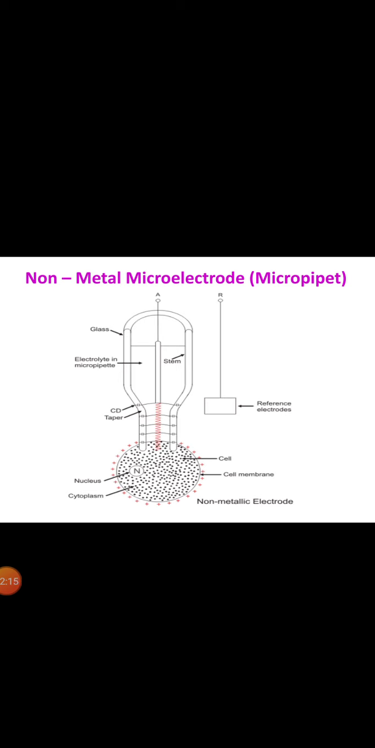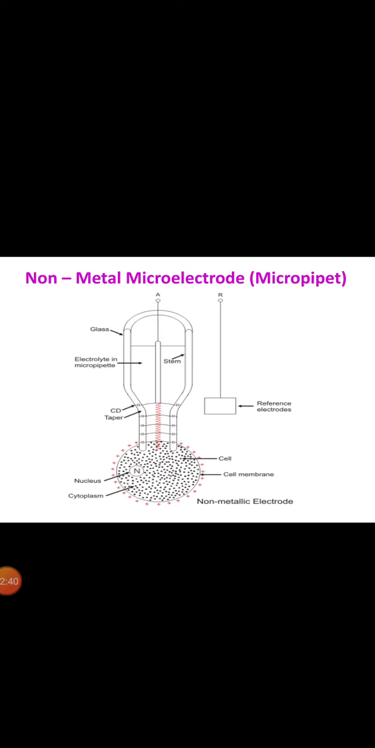The micropipette is a glass micropipette with the tip drawn out to the desired size. The micropipette is filled with an electrolyte compatible with the cellular fluids. So this type of microelectrode has a dual interface. One interface consists of a metal wire in contact with the electrolyte solution inside the micropipette, while the other interface is between the electrolyte inside the pipette and the fluid immediately outside the cell.